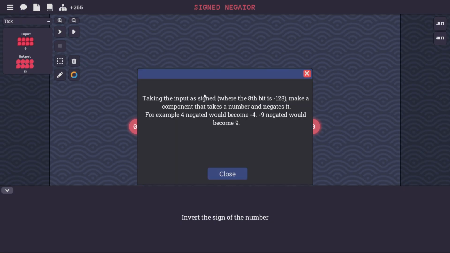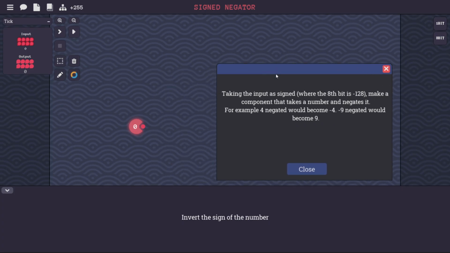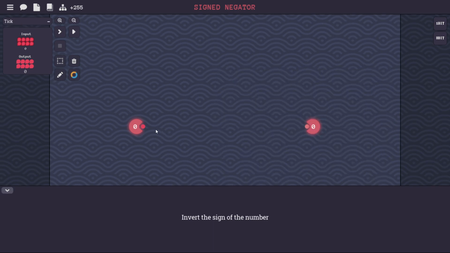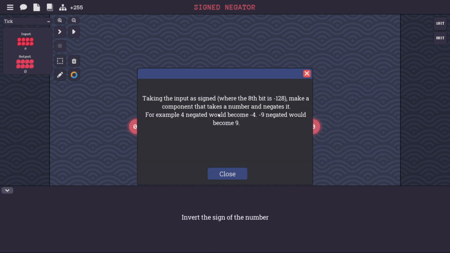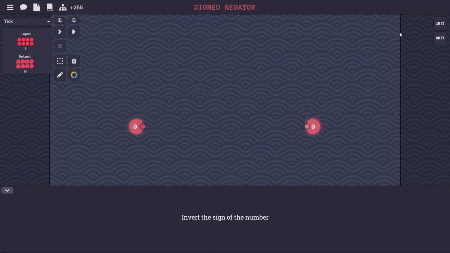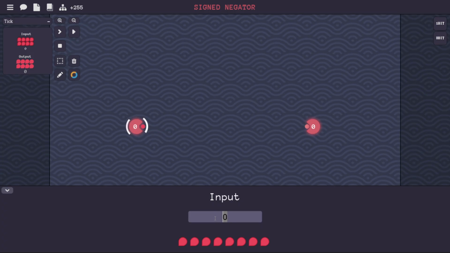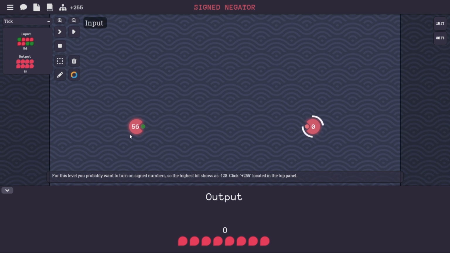I didn't even get the instruction. Taking the input signed, where the 8th bit is negative 128. Make a component that takes a number and negates it. Okay, we're not given the procedure but the instruction. So essentially, these are bytes representing a number like, let's say, 56. And essentially we should get negative 56 here, right?